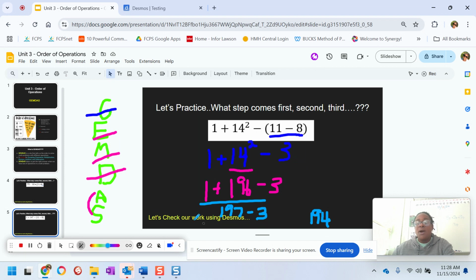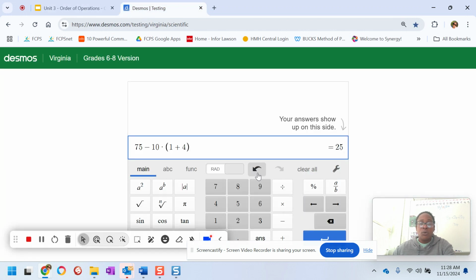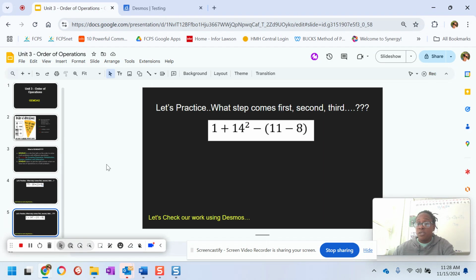So I do want to double check my work. In order to do that, I am going to type this into Desmos just to check. I'm going to type in 1 plus 14 squared, minus, and I'm going to use my parentheses, 11 minus 8. Right? I got 194. So it looks like we did a really good job with that. All right, let's get ready to practice.